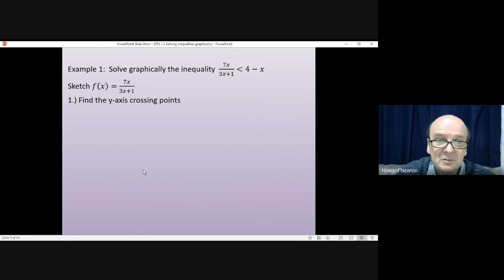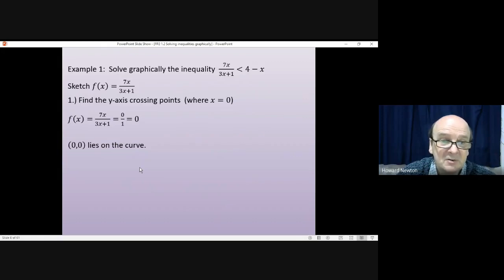Find the y-axis crossing points. The reason why you do that first is it's nearly always very easy to do. All you're doing is saying what happens if x equals 0, and that'll give you the y-axis crossing points. Well, if x equals 0, f of x will equal 0 divided by 1, which just equals 0. And that means there's a crossing point on the y-axis at 0, 0, at the origin. That point will lie on the curve.